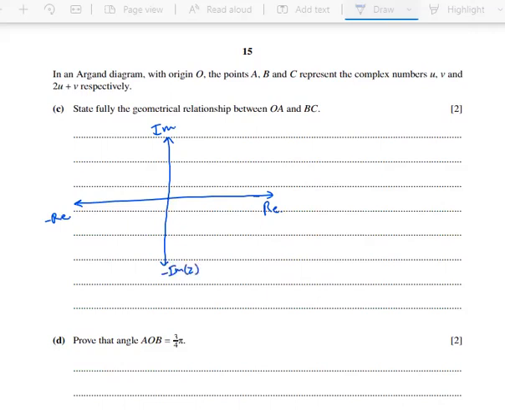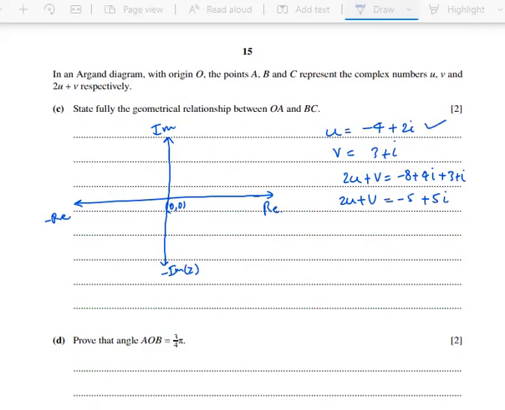This is origin (0, 0). So we have to plot, right? u is given to us as -4 + 2i. v is given to us as 3 + i. Okay, then 2u + v will be -8 + 4i, right? 2u + v, that is -8 + 4i plus 3 + i, will give me -5 + 5i. So 2u + v is equal to this.